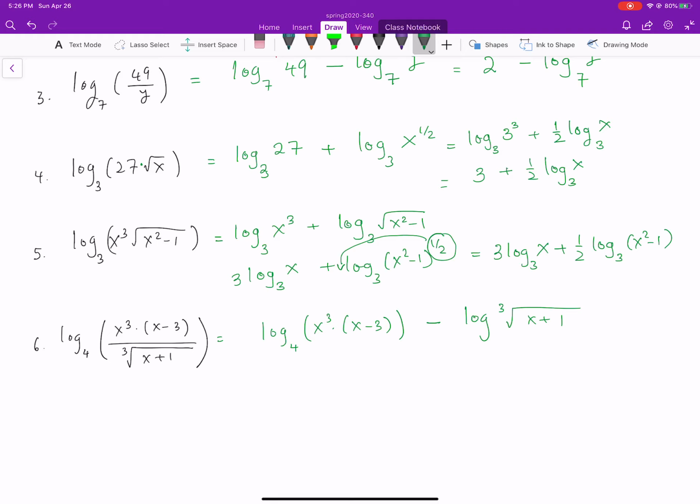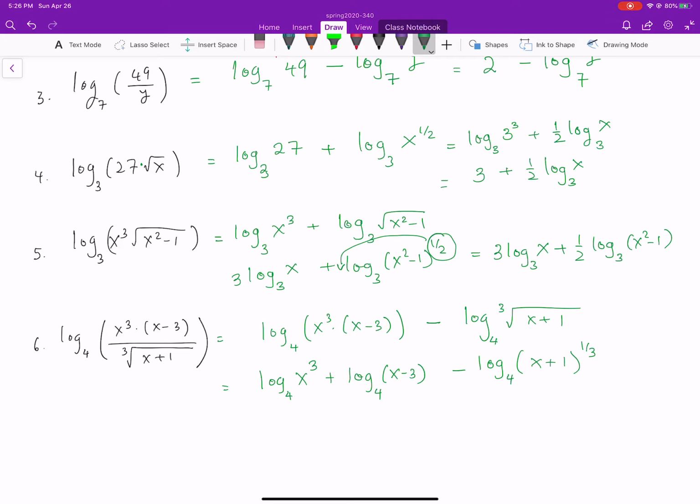So if I look at the log expression on the left, I see a product. So I can further expand this. And if you further expand this, you end up seeing that this is log base 4 of x cubed plus log base 4 of x minus 3, minus, and I have a cube root that I can rewrite as a rational exponent. So I get log base 4 of x plus 1 to the 1/3. Well, I wish I was done, but I can still simplify this.